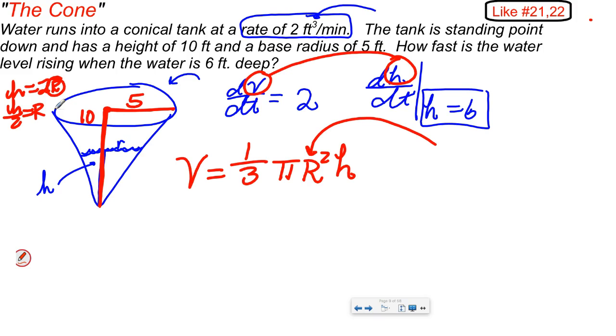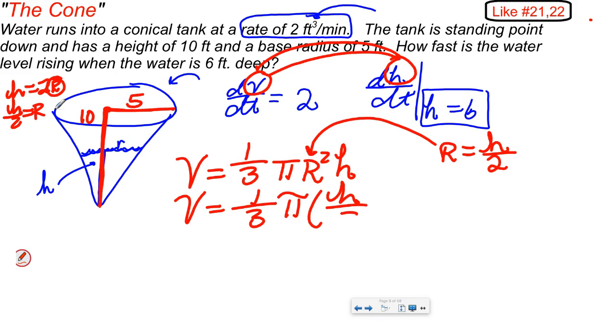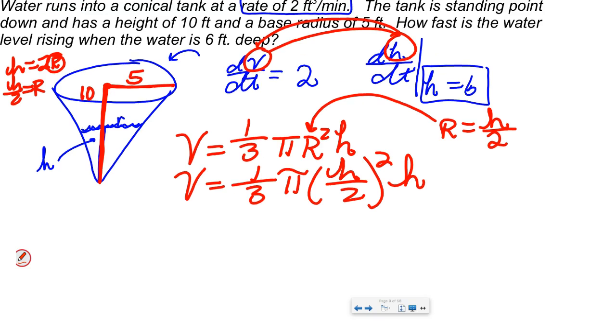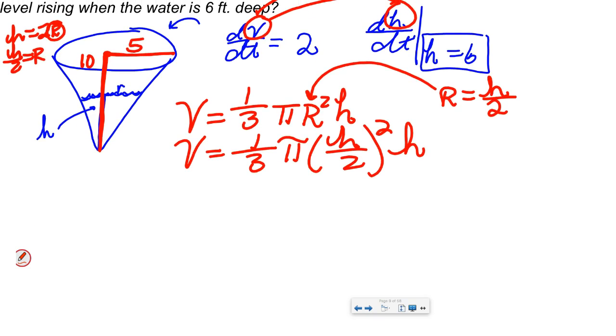So I'm going to replace r with the height cut in half. And then I'm down to an expression that links volume to height. So volume will be equal to 1/3 pi. The radius becomes h over 2 squared, times h. Notice I'm not doing anything yet. I'm trying to simplify this and get a really good expression.